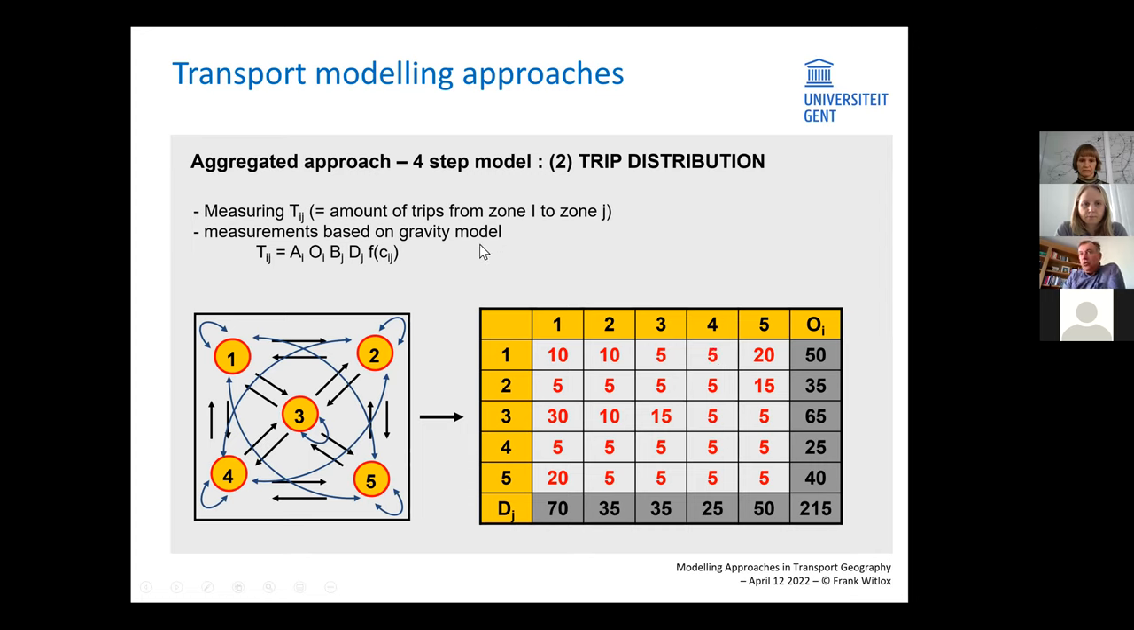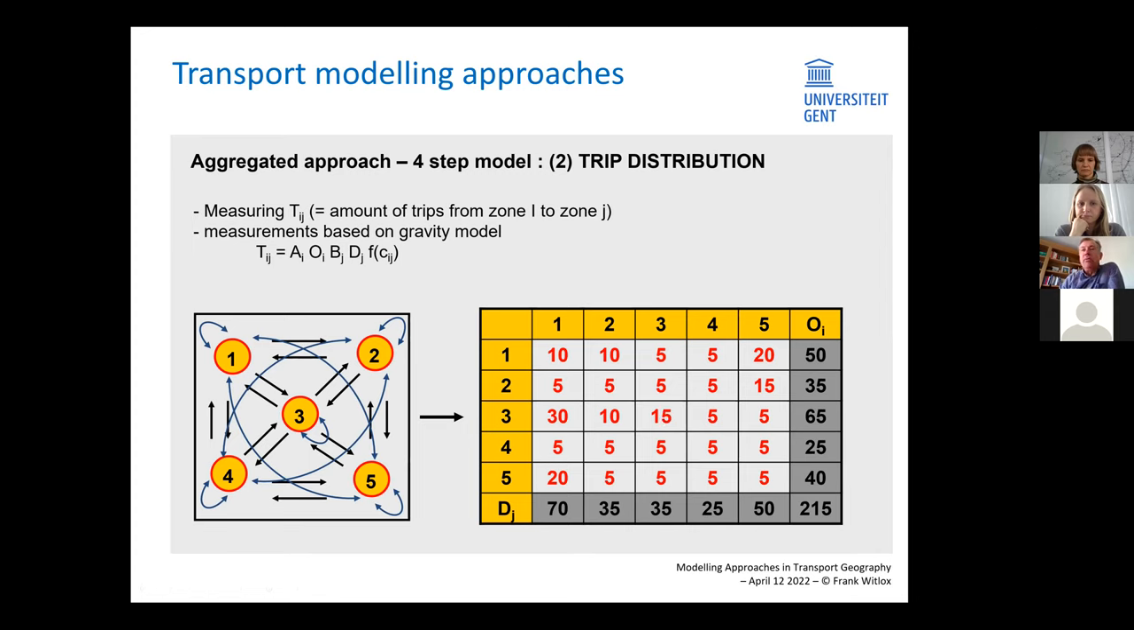And there are different methods to do that. There are simple methods, sometimes also referred to as the growth factor method. And then you simply multiply everything relative to the total amount of growth that you expect in the total system. Which means that if I build an additional bridge, then probably there will be more flows. So maybe this figure goes from 215 to 230, and then you just equally increase all of the numbers here and all of the numbers there. Now that is obviously very simple.